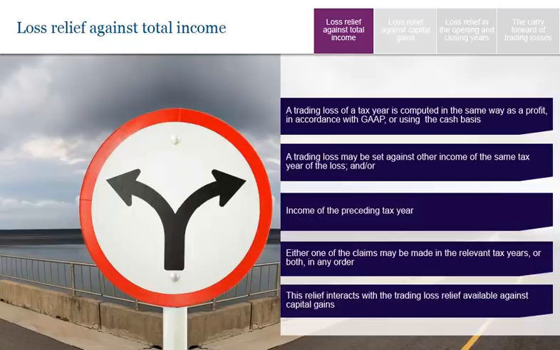The first loss option is shown here, the offset of that loss against other income before the personal allowance in the same tax year of the loss and or income of the preceding tax year. You'll see there that either claim can be made, one or the other, or both of them, and if both, in any order.